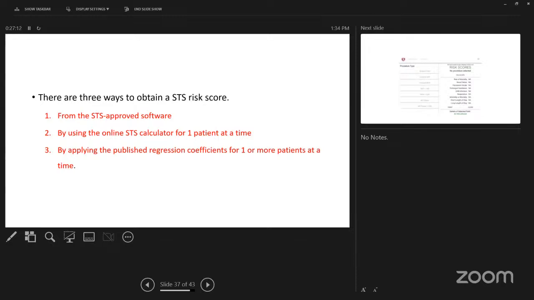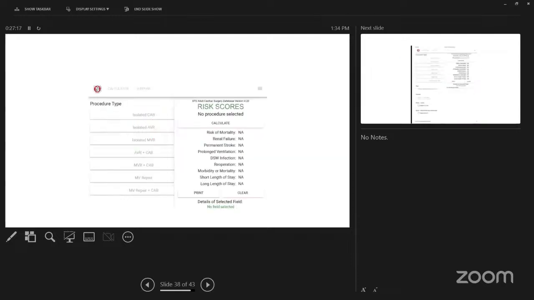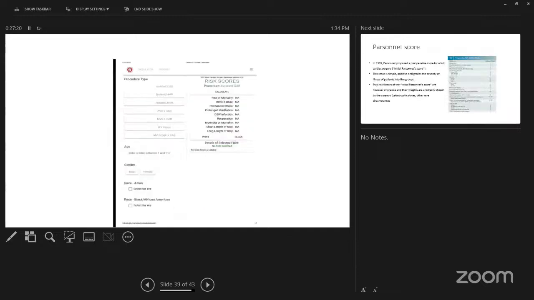There are three ways to obtain the STS score: either from the STS approved software, or by using the online STS calculator for one patient at a time, as we will show in the next slide. It's a similar calculator. You add your patient's variables and risk factors, and it gives you a score. If it's above 10%, that is considered significant or high risk.